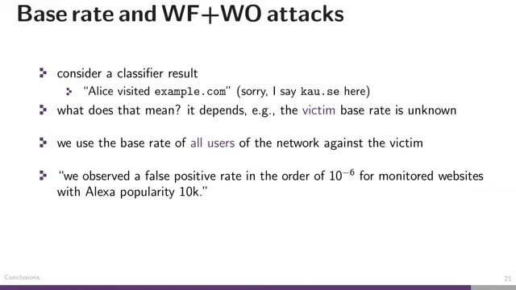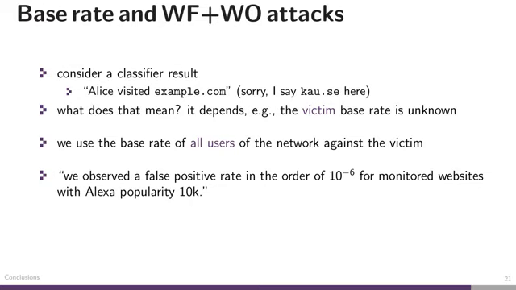If we look at our question or the issue with website fingerprinting we looked at earlier around the base rate, and we consider this outcome of a classifier, but this time a website fingerprinting with website Oracle classifier saying that Alice visited cow.se. Well, in this case, for most websites and most website visits in Tor, this means that the classifier is right. Alice did visit cow.se. And we accomplished this by using the base rate of all users of the network against the victim, whose base rate might be very low as well.